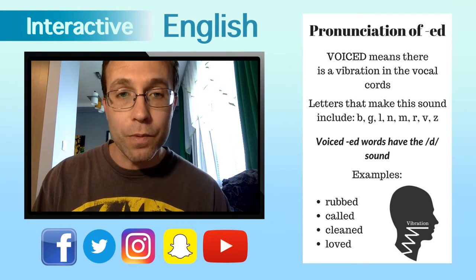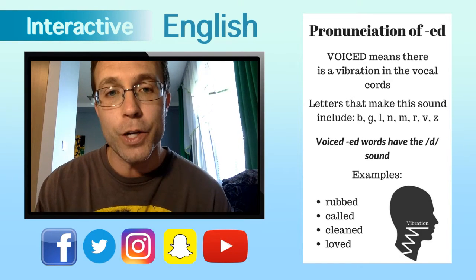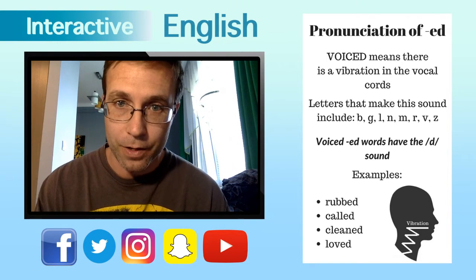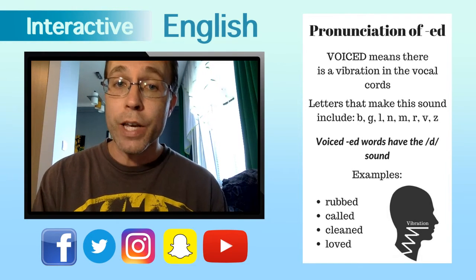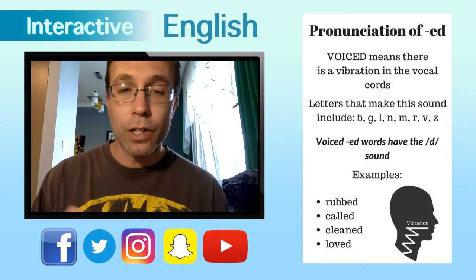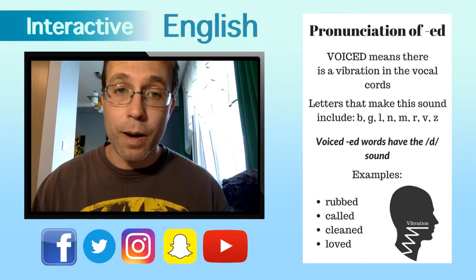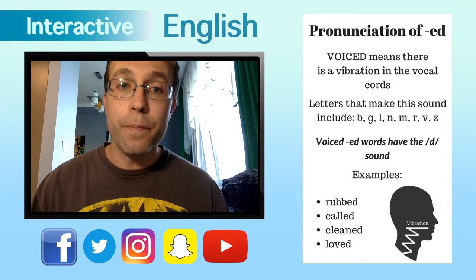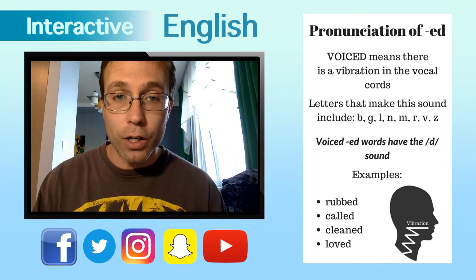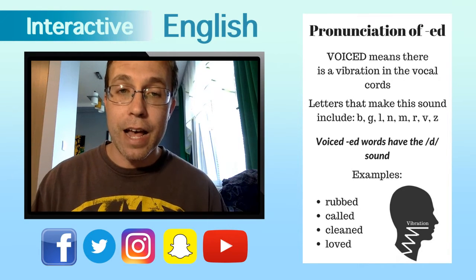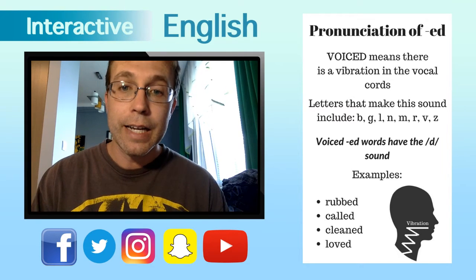These are voiced sounds, which means if they are voiced, then the ED is going to have the D sound, okay? So voiceless, the T sound; voiced, the D sound. So let's look at these examples. So that first verb is rub, rubbed, all right? B is voiced, rubbed. All right. Call, called. L is a voiced sound, so we use the D for the ED. Called. Cleaned.